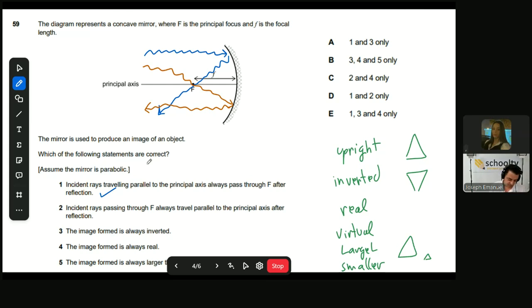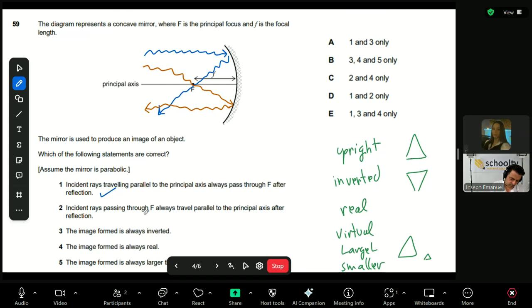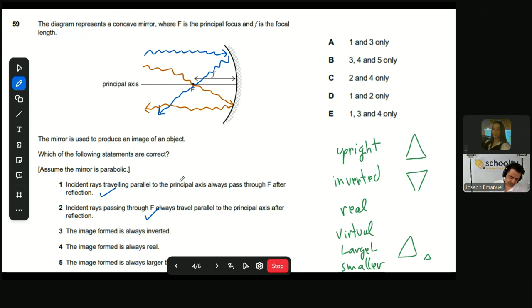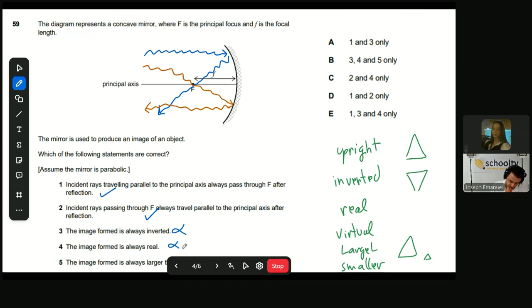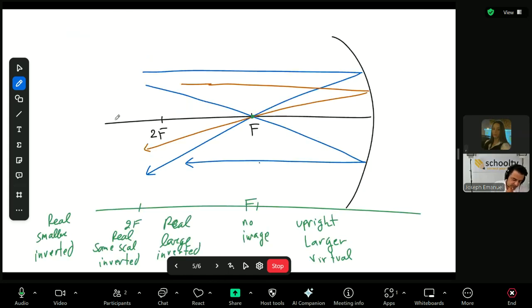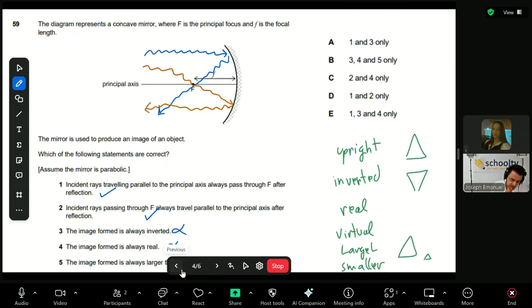Next. Incident rays passing through F always travel parallel to the principal axis after reflection. Correct. 3. The image formed is always inverted. Between F and the mirror it's not inverted, so it's not true. The image formed is always real. Also no, because between F and the mirror it's virtual. The image formed is always larger than the object. No, beyond 2F it's smaller, so it is not true. So the answer is 1 and 2.